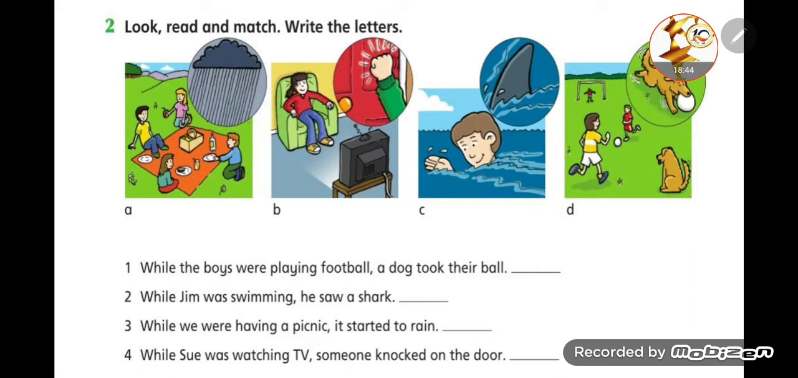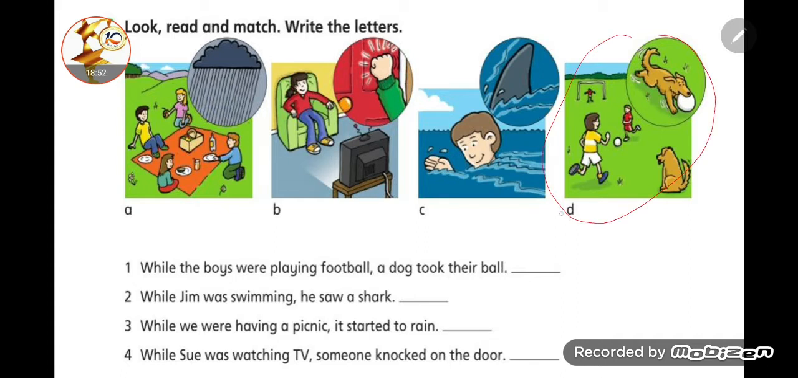Number 1. While the boys were playing football, a dog took their ball. Where's this picture? This is the picture. So the answer is D. While Jim was swimming, he saw a shark. This is of course C.